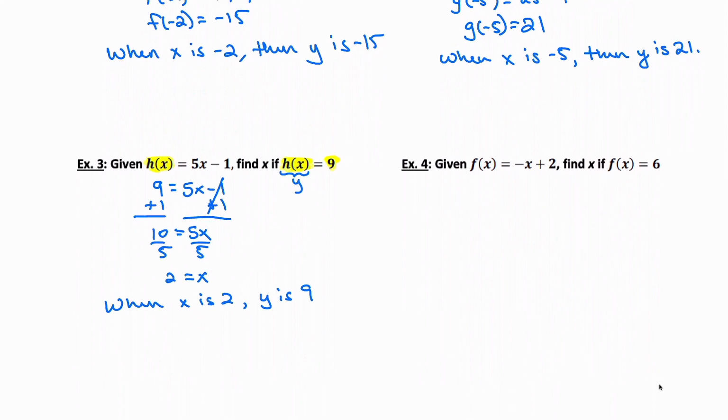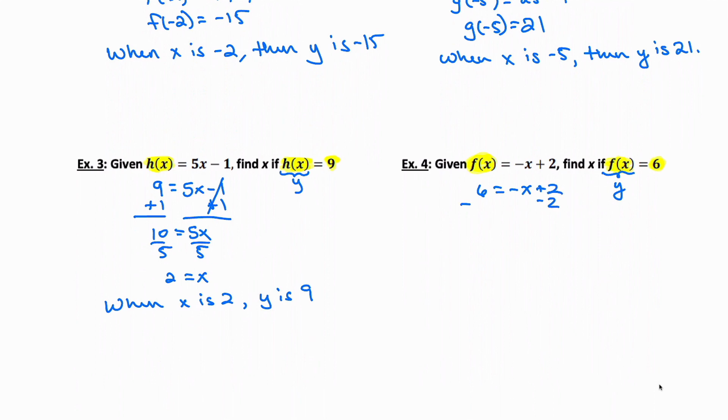Okay, we're going to do the next one really quick. Given f of x is equal to negative x plus 2, find x if f of x is equal to 6. So in this case, they told me that f of x, which really is just your y, is 6. So anywhere I see an f of x, I get to replace it with the number 6. I see an f of x right here. All of it gets replaced with the number 6 is equal to negative x plus 2.